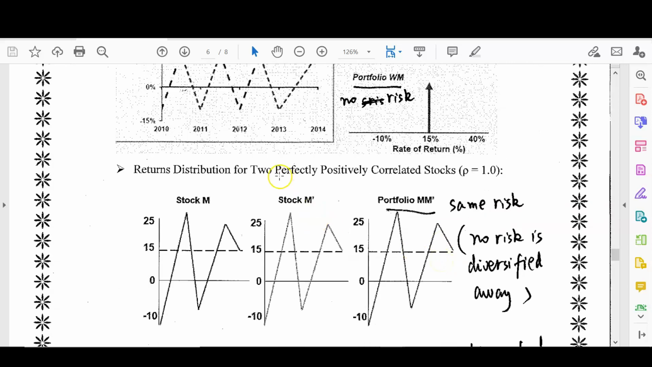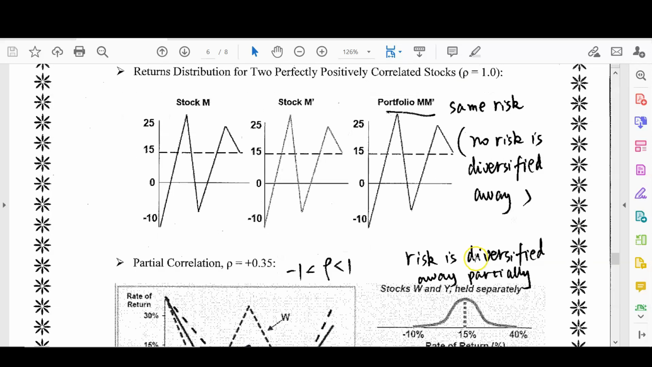The other extreme case is when two stocks are perfectly positively correlated, with rho equal to 1. We can look at stock M and M prime. They are two similar stocks. They move in the same direction and to the same degree. So the portfolio MM would have the same risk as the single stock. No risk is diversified away in this case. This is the worst case.